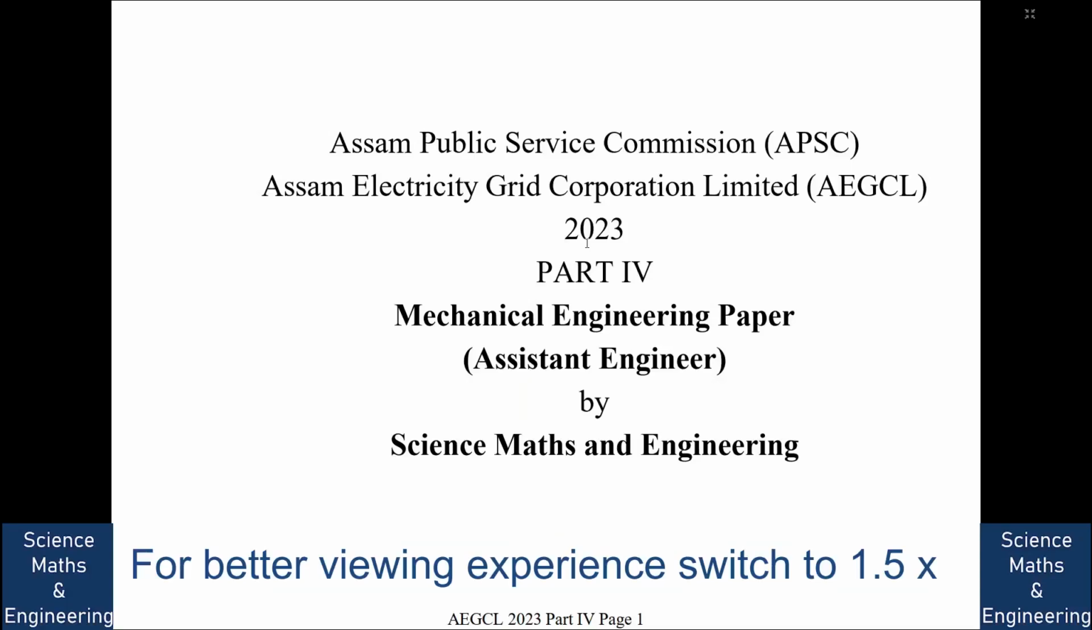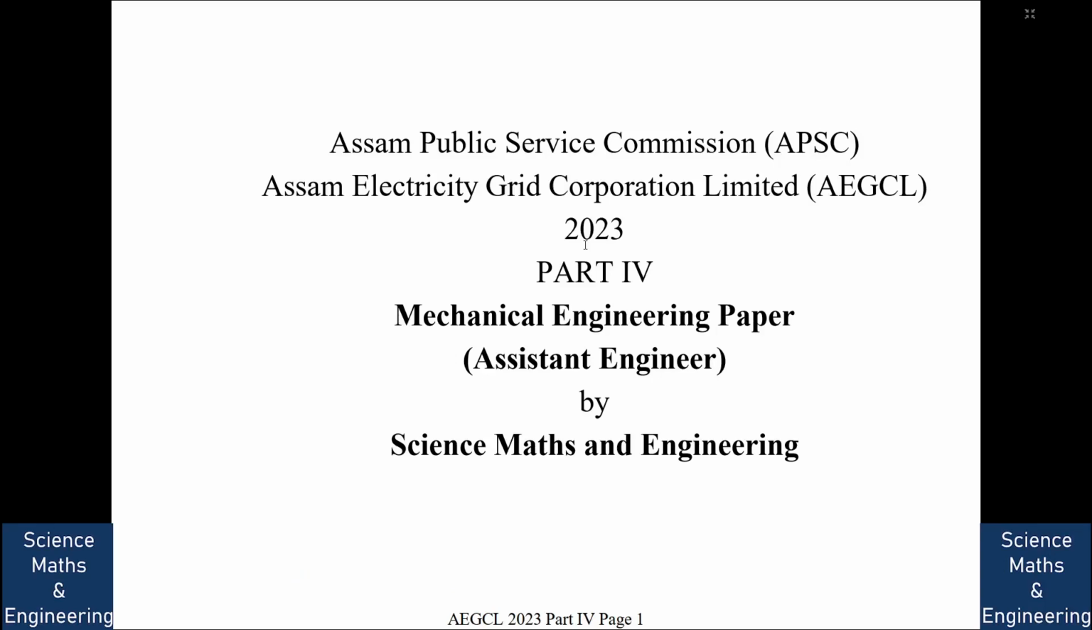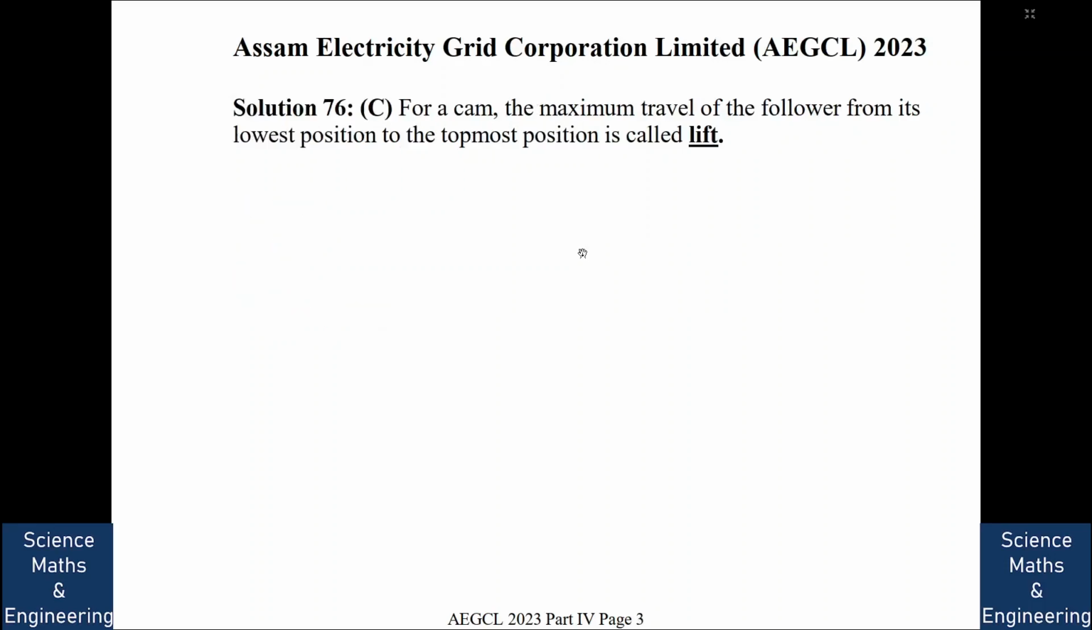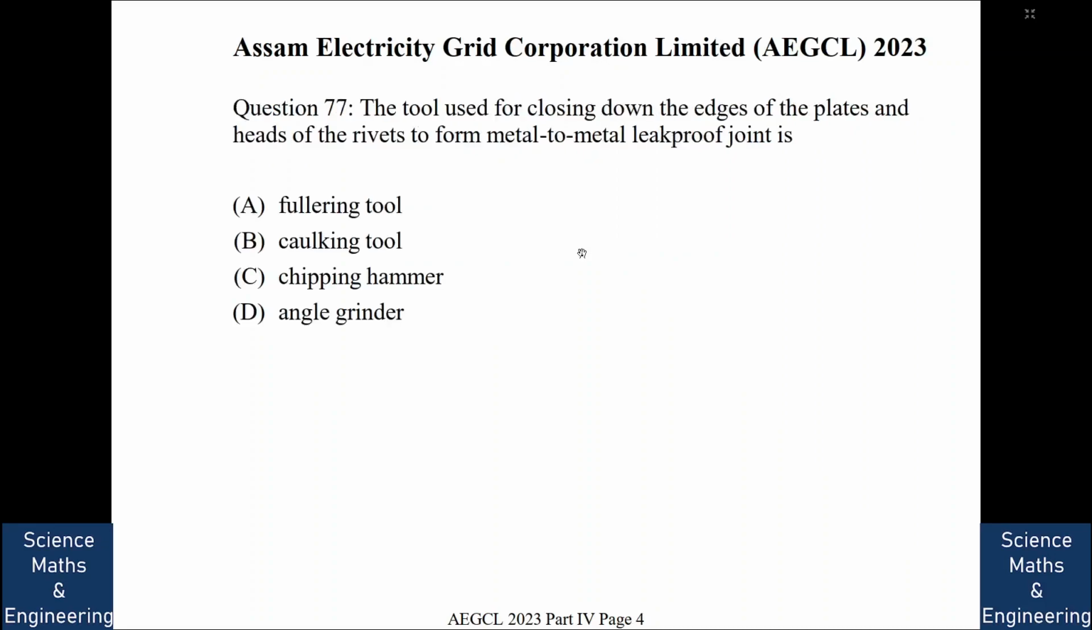Today we are going to solve the Assam Public Service Commission, that is APSC's Assam Electricity Grid Corporation Limited, that is AEGCL 2023 Mechanical Engineering paper for Assistant Engineer Part 4. So let's get started. Question 76. For a cam, the maximum travel of the follower from its lowest position to the topmost position is called, so it is called lift. Okay, next question.